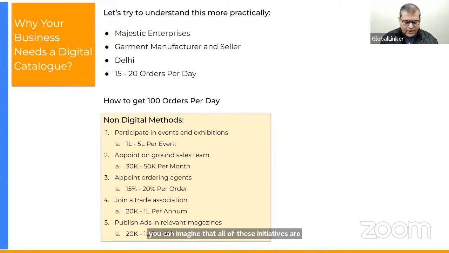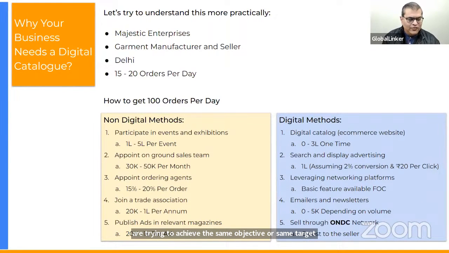sizable amount of money. Now, at the same time, if you are trying to achieve the same objective or same target of getting 100 orders, in that case, we can use digital mediums, and let's understand how much those digital initiatives will cost us. So if you decide to create an e-commerce website, that would cost you nothing if you're doing it yourself, or even if you hire an agency and do a very heavy custom build, about 3 lakhs of rupees. Search and display advertising, 1 lakh, assuming 2% conversion and 20 rupees per click.